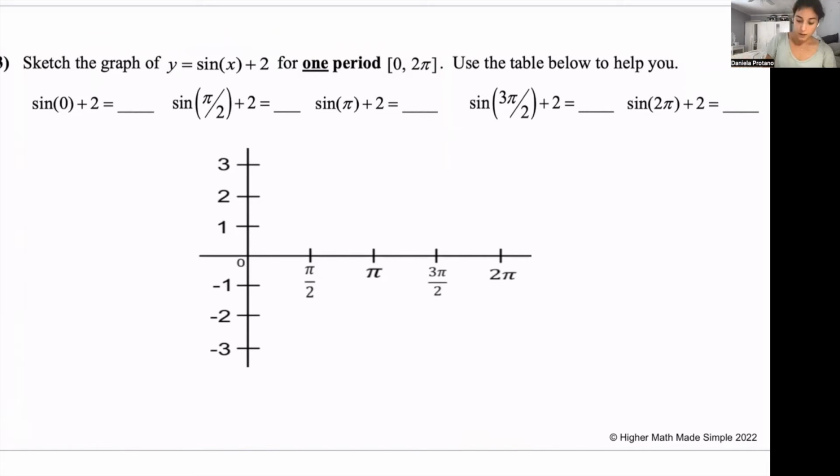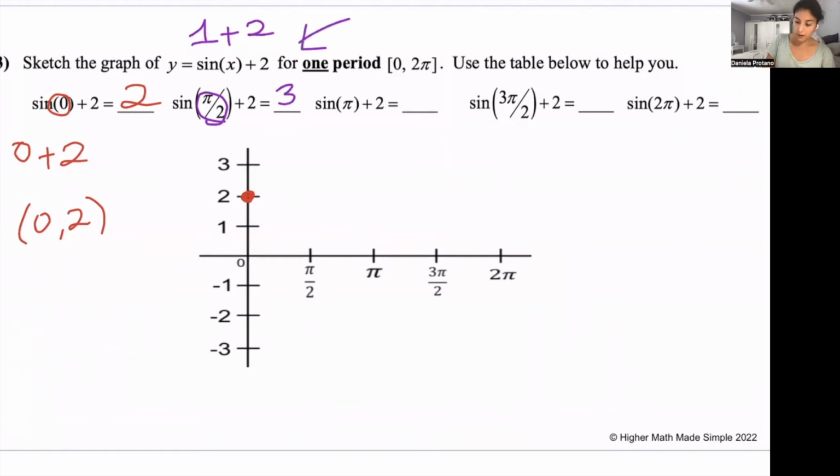If we take a look at the x value 0, well, sine of 0 is 0. And then if I add 2 to that, 0 plus 2 is 2. And so when x equals 0, y equals 2. So that ordered pair is right over here. Now, if we take a look at the x value pi over 2, sine of pi over 2 is 1. And so when I add 2 to that, 1 plus 2 is 3. And so that ordered pair is going to be pi over 2, comma, 3, which is right up here.